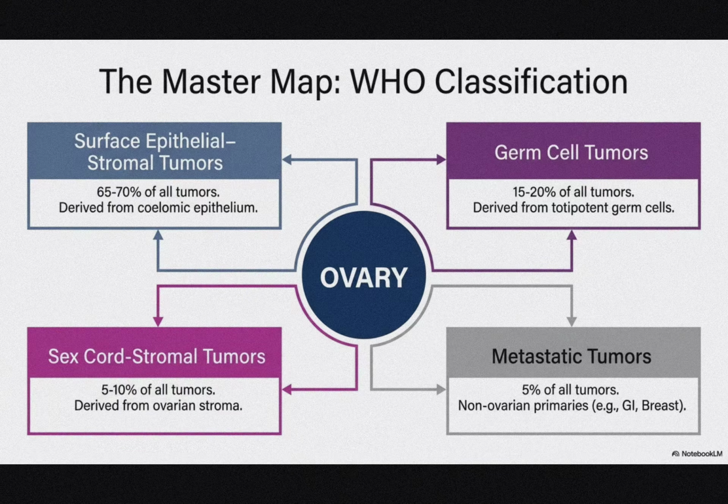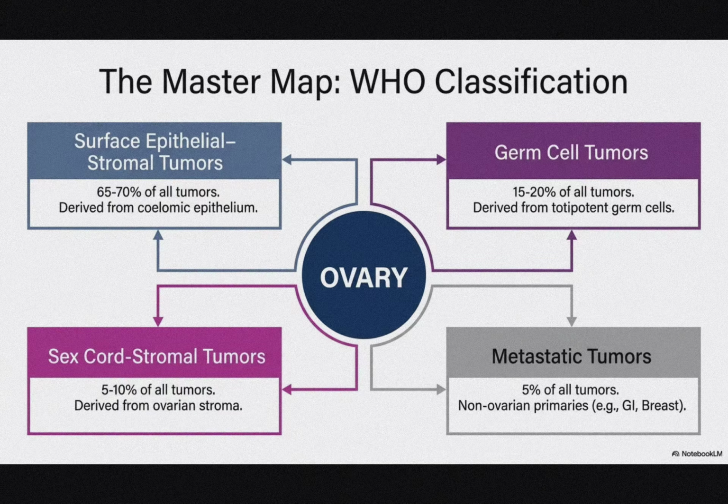Next we have the WHO classification of ovarian tumors. It classifies them as surface epithelial stromal tumors, germ cell tumors, sex cord stromal tumors, and metastatic tumors. The first one, the surface epithelial stromal tumors, are 65 to 70% of all tumors. These are derived from the coelomic epithelium.